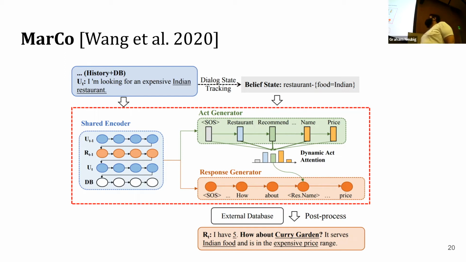And then they have two decoders. They have a response generation decoder, which generates a natural language response. But then they also have this dialogue act decoder, and the dialogue act decoder generates the dialogue acts that are necessary for a system response. And there are annotations for the dialogue acts. But what's interesting here is that the response generation decoder is able to attend to the dialogue act decoder's hidden states in order to better inform the generated responses.